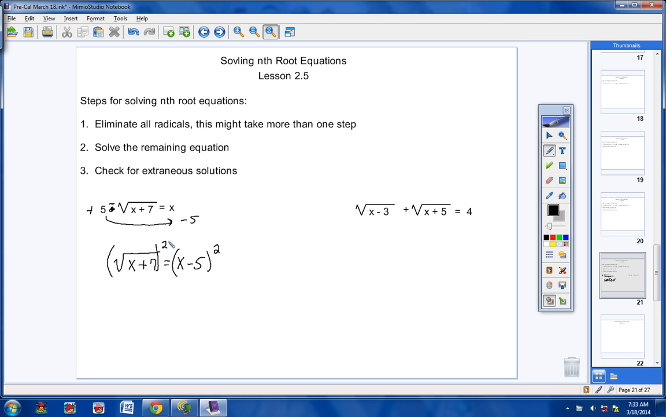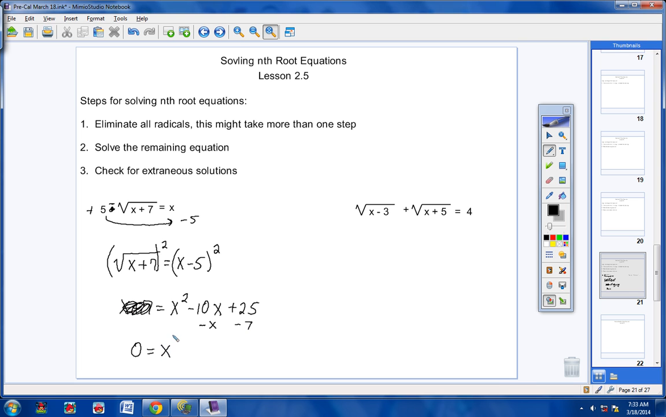Now, when you square a square root, you're left with what's on the inside. And when you square x minus 5, that's the same thing as x minus 5 times x minus 5. So you would get x squared minus 10x plus 25. Look at that. And now you're ready to go ahead and solve. I notice right away I have a quadratic equation, so I'm going to get one side equal to 0. So I'm going to bring this x over and make it a negative x, put it right here. And I'm going to bring this 7 over and make it a negative 7 and put it right there.